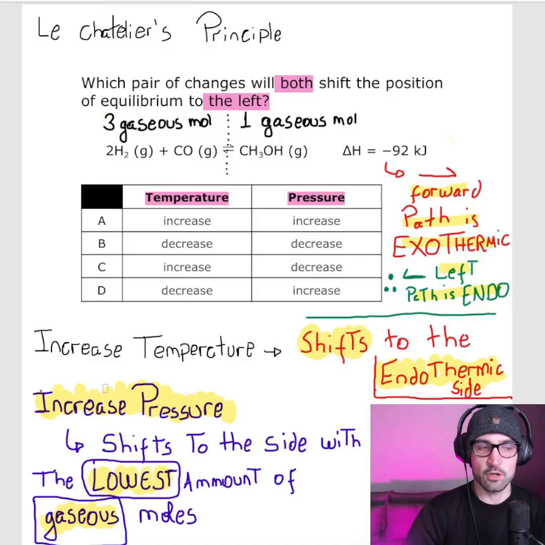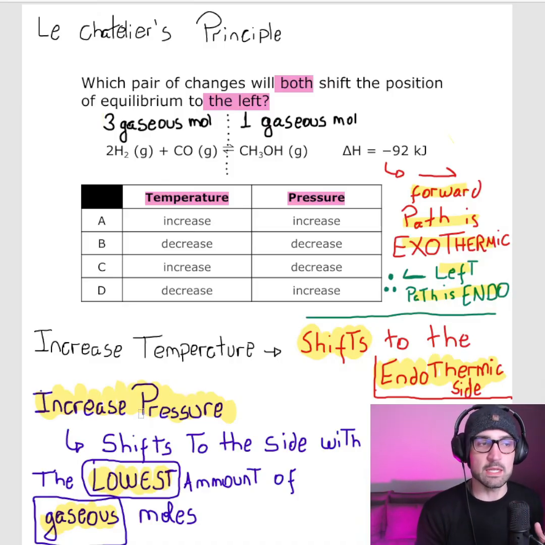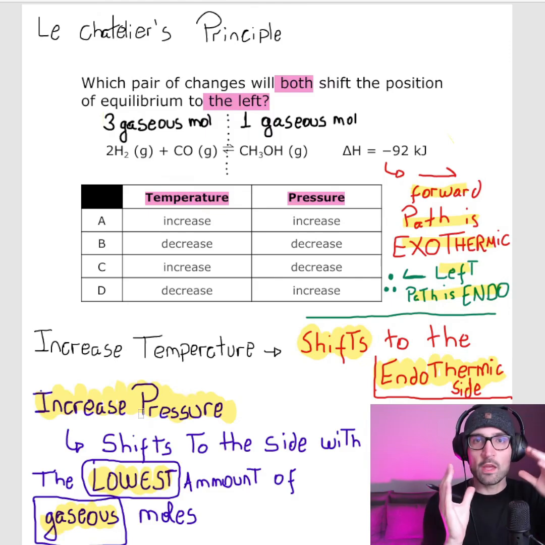What about pressure? If you increase the pressure, that means you're decreasing the volume. You're giving the reaction less space. And if you have gaseous substances, molecules, compounds, that means that you are shifting the equilibrium towards the side with the lowest amount of gaseous moles. And that makes sense, right? If you're increasing the pressure, you're actually favoring the side with the lowest amount of gaseous moles.